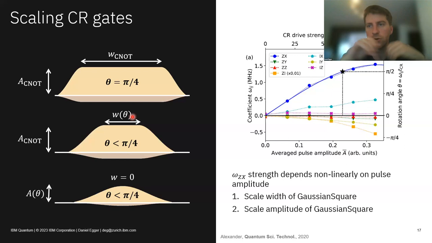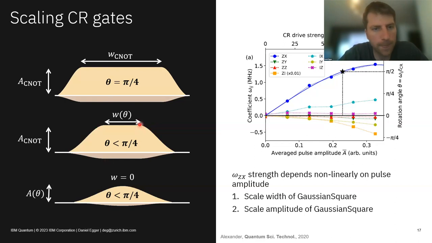First, it reduces the duration of the schedule, which means you use less coherence time. But also, when you start scaling the amplitude, you run into nonlinear effects that would otherwise need calibration. So this is why we first scale the duration of the pulse. It's because of these two reasons.